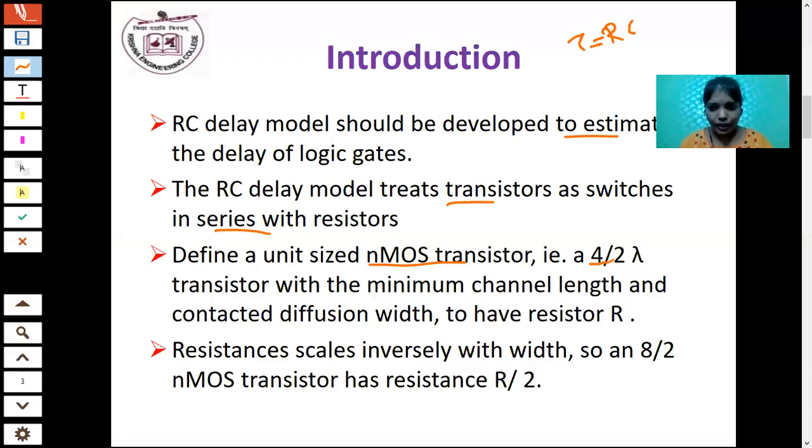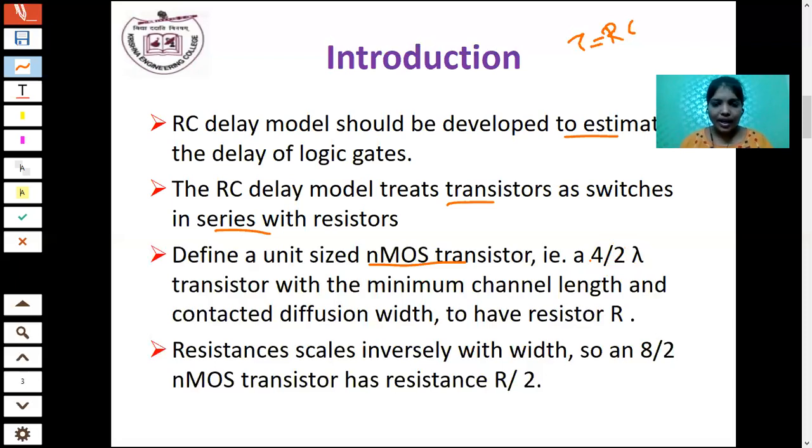given by 4/2 lambda. What is the meaning of this? The 4 is the length, and the 2 is nothing but the diffusion width. In order to calculate the resistance value, here we are considering the minimum channel length as well as the minimum width. The minimum length as well as the width of the NMOS transistor is given by 4/2 lambda.